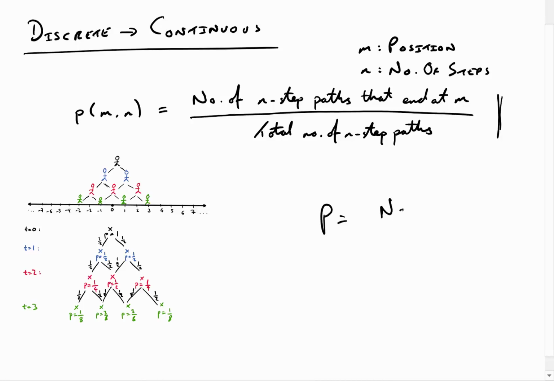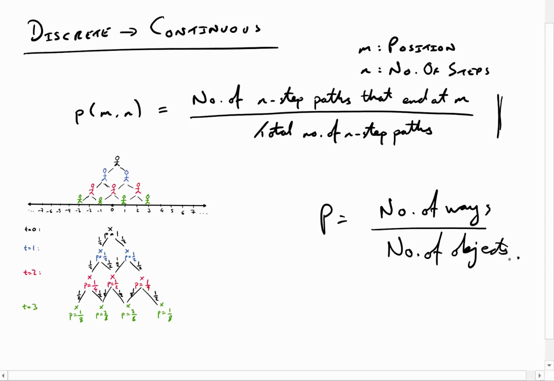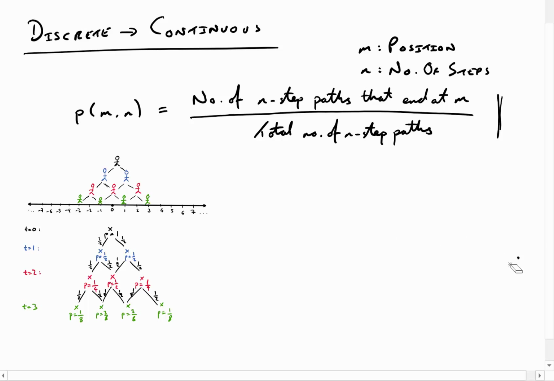probability is really the number of ways of something happening over the total number of objects, if you like. So if you have a bag of 3 green counters and 2 red counters, the probability of pulling out a red counter is 2 out of 5, because you've got 5 counters in the bag in total, and 2 of them are red. Likewise, the probability of green is 3 out of 5. It's exactly the same as that, in fact.